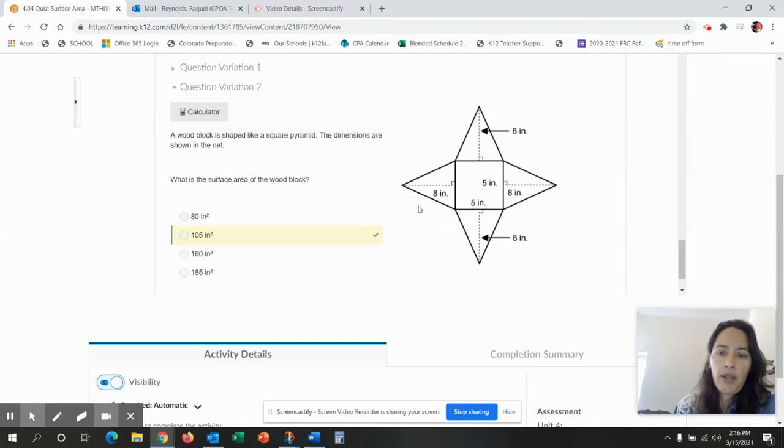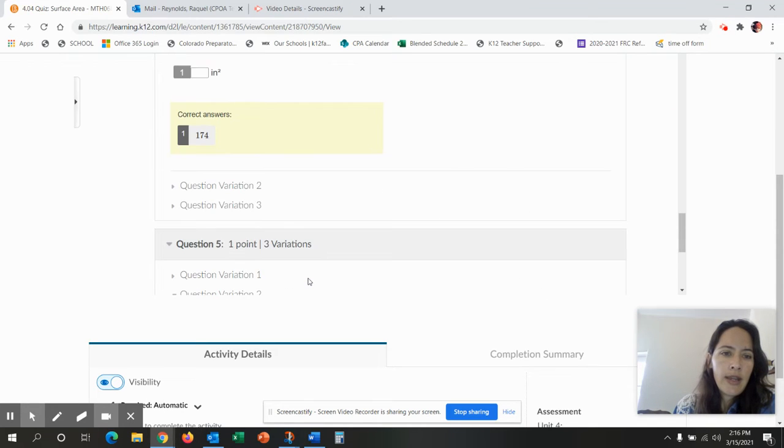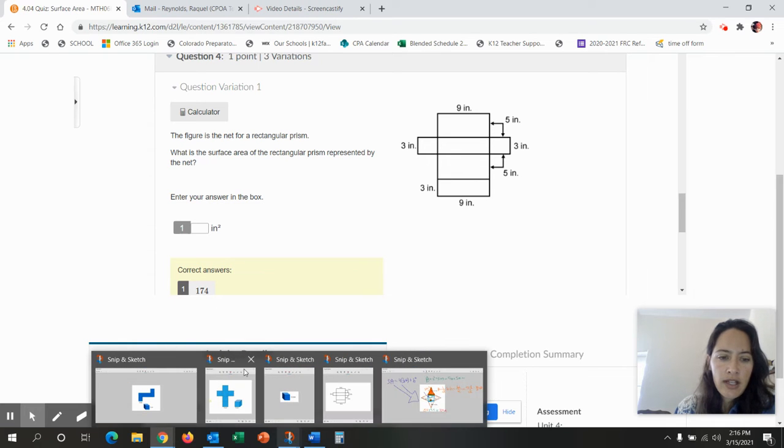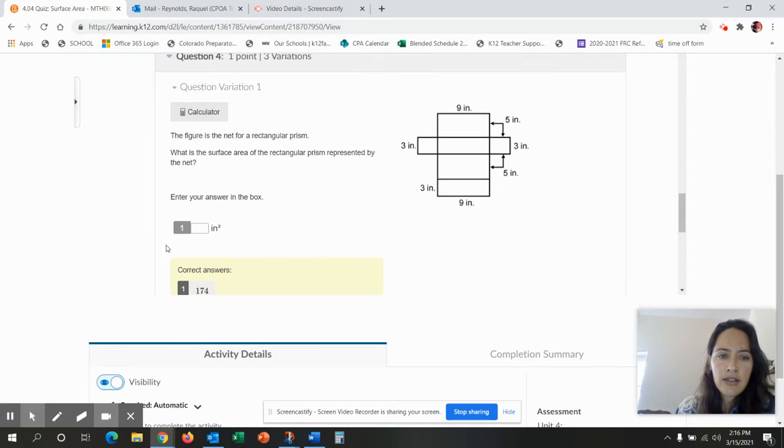All right, video part 2. Let's go ahead and take a look at this one now. So the answer is 174 square inches, right? That's what you would type in there.